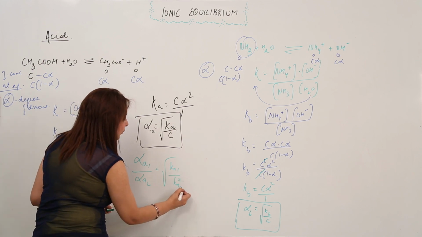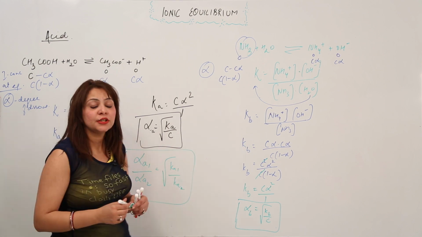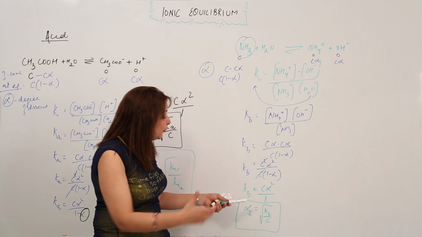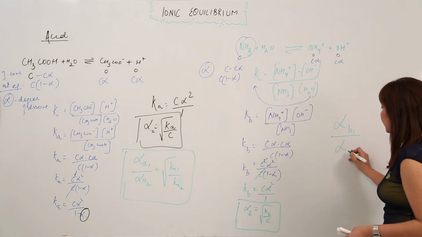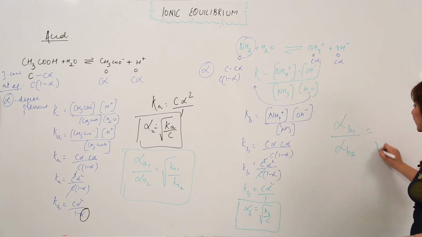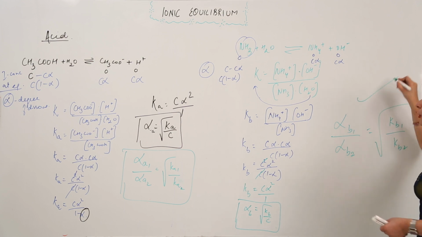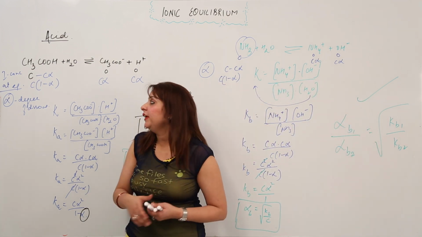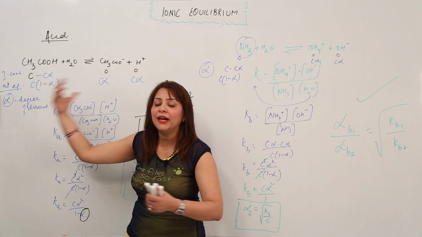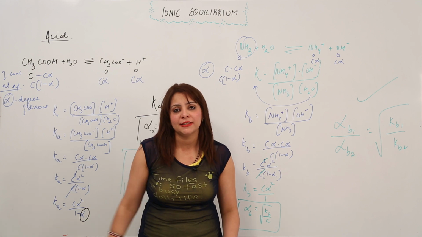So this is how you have to solve when you get different acids and you just have to compare their strengths. Similarly, if you get a question for bases, in a similar manner you are going to do it. Suppose this is alpha B1 over alpha B2, it is again equal to root Kb1 over root Kb2. So this is how you are going to compare the strengths. I think it is clear to you now how we calculate the degree of dissociation and how we get to know the strength of an acid, right?